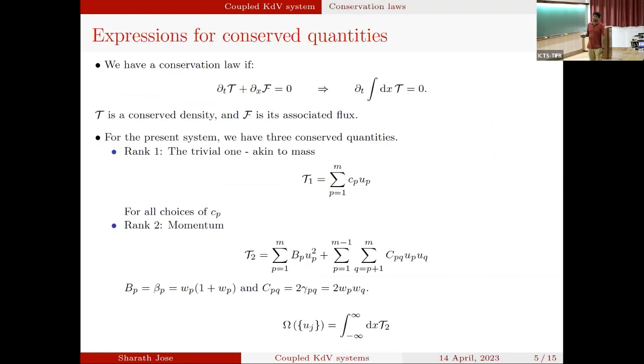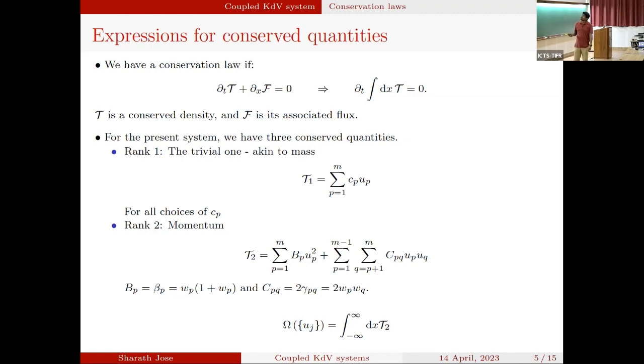Now, what exactly is a conservation law? As I said, the classical KdV equation has got an infinite number of conservation laws. If we have a quantity, script T and script F, and they are governed by this partial differential equation or by this integral differential equation, you have a conservation law. The present system has only 3 conserved quantities, unlike the classical KdV equation.